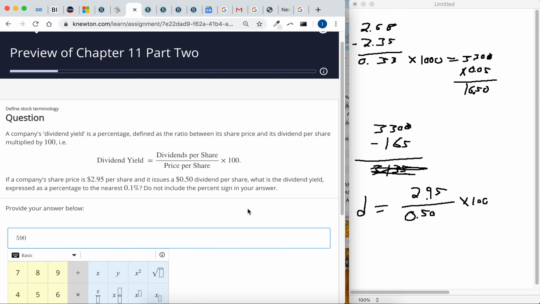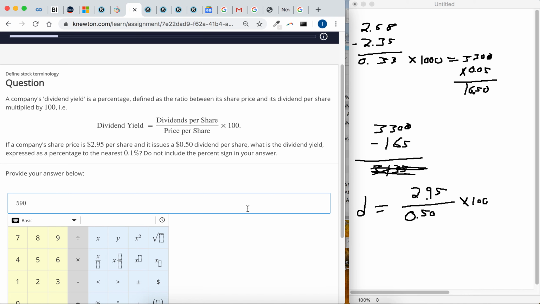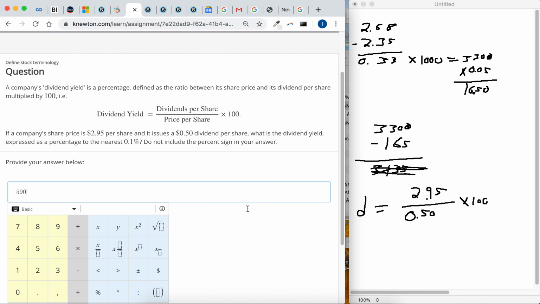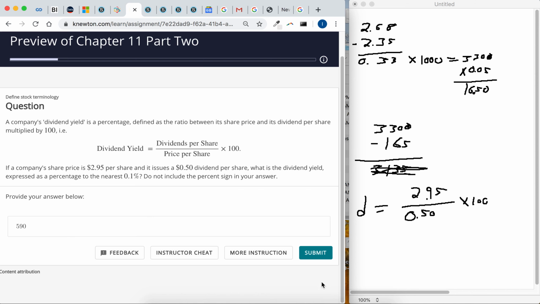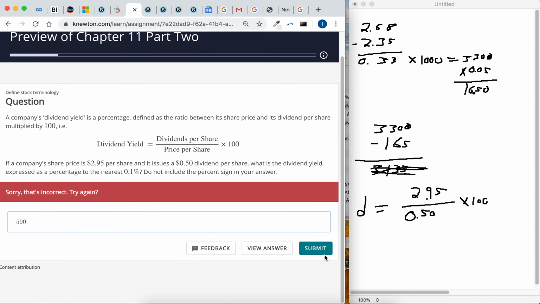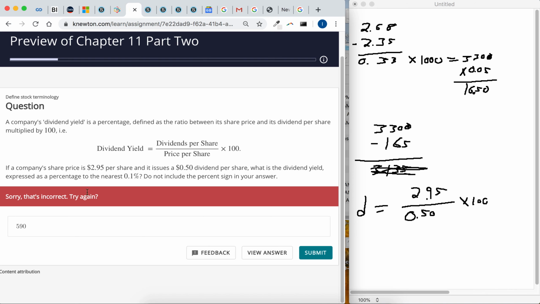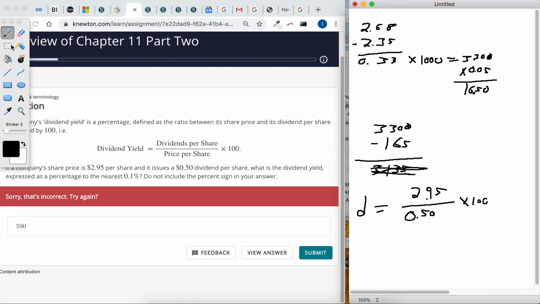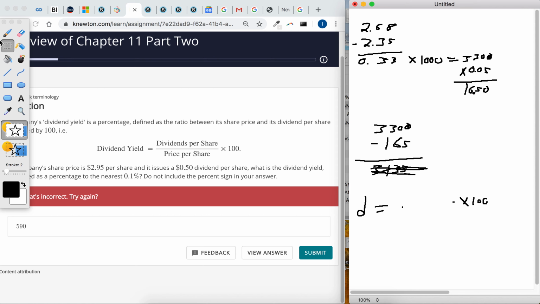$590. Just double checking. I messed up one thing today. It looks right. Oh, what did I do wrong here? Company share price is $2.95 per share and issues a 50-cent dividend. Oh man, I have those reversed, don't I? Very sorry. Makes more sense, I guess. Dividends per share is 50 cents. And then price per share, it's $2.95.